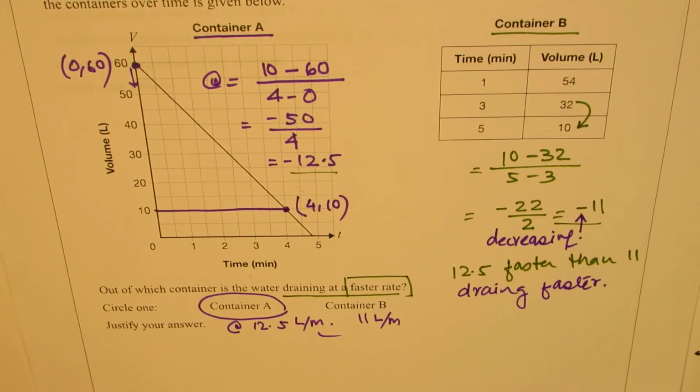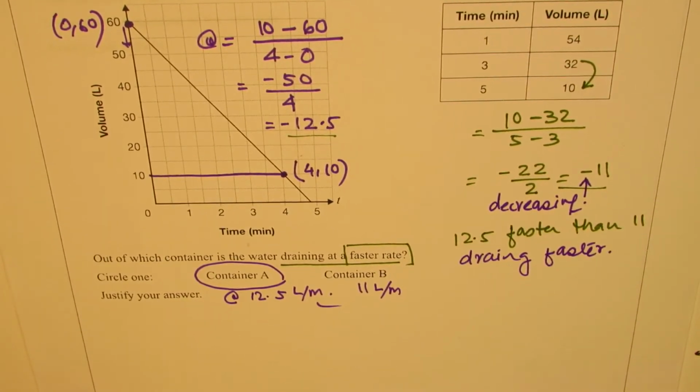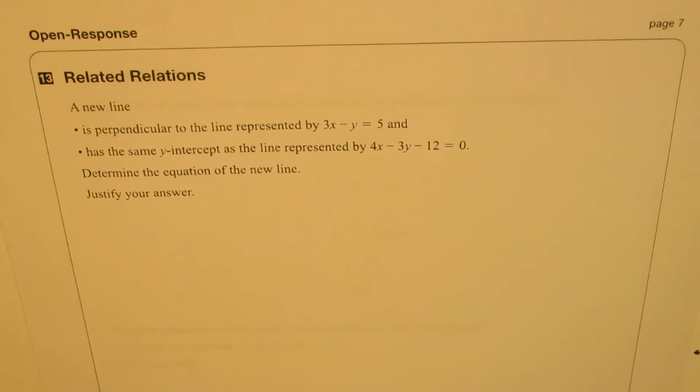Is that clear? The calculations clearly show that container A drains the water much faster than container B. So I hope that makes sense, which can help you solve similar questions in upcoming EQAO exams. So let's try to understand how to really respond to open response questions.